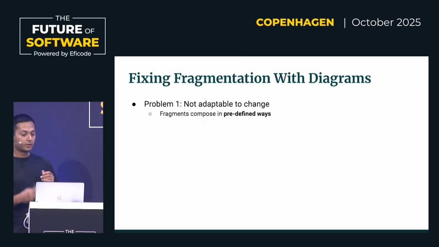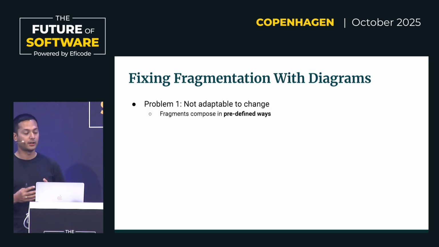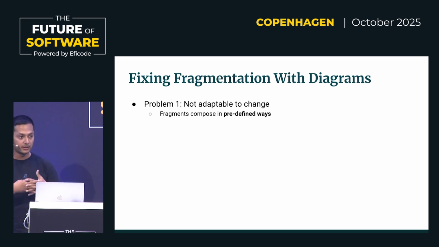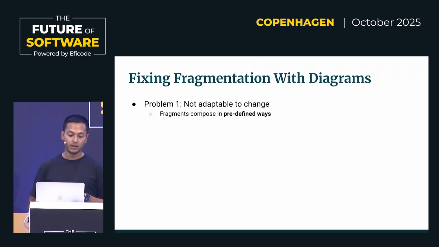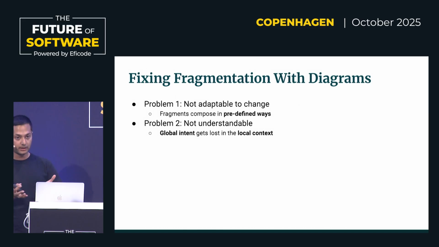So to recap, two problems in fragmented systems. First, it was not adaptable to change because the fragments or the microservices that we created compose in very predefined ways. We had to have composability layers, which was missing. And those composability layers, if we had it, it would be really good. Second problem, it was hard to understand because the global intent of what we are trying to do gets lost in the local context.